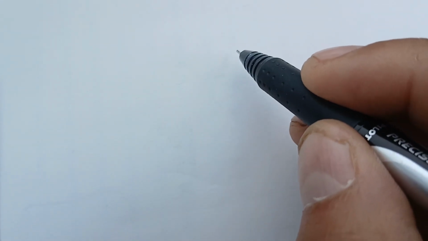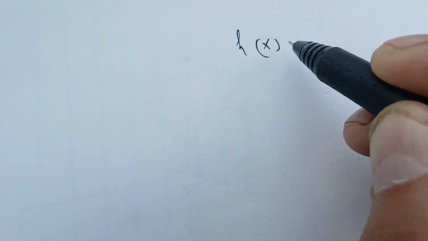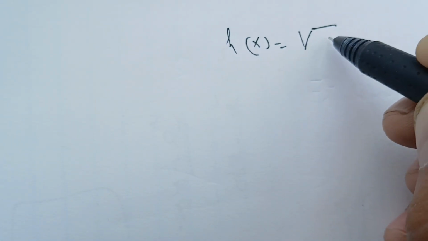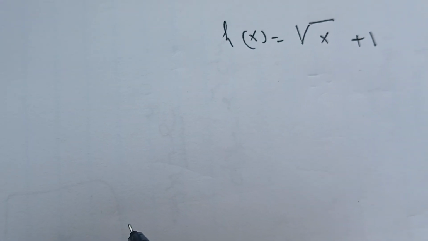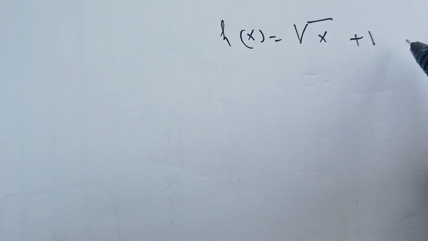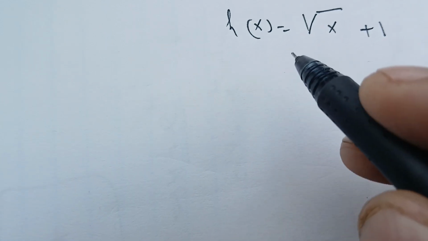Assume that we are given the following function that we're going to call h of x, and it's given by the square root of x plus 1. Okay, so what's the range of this function?